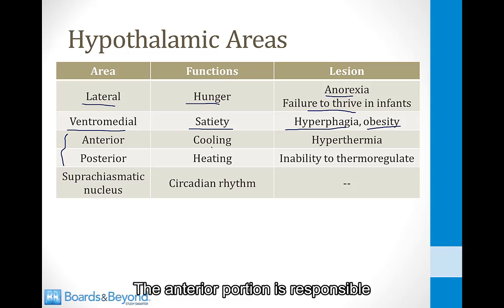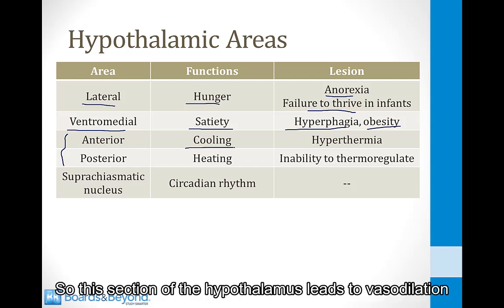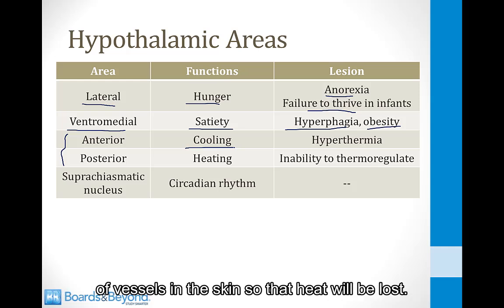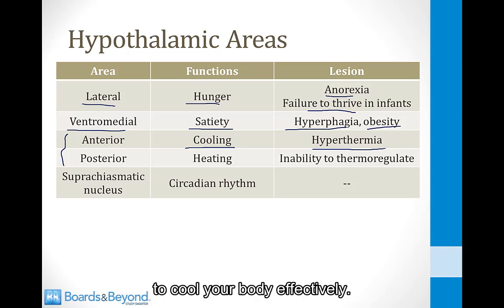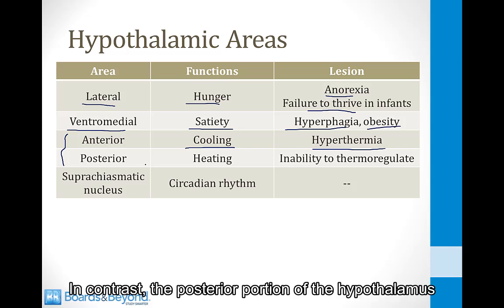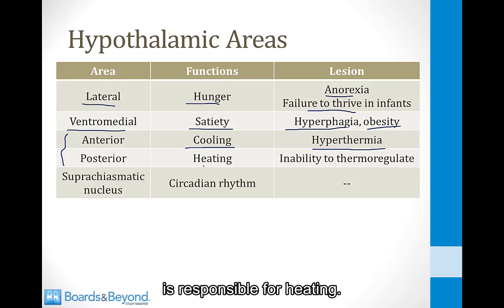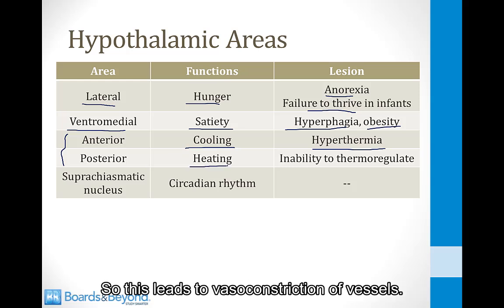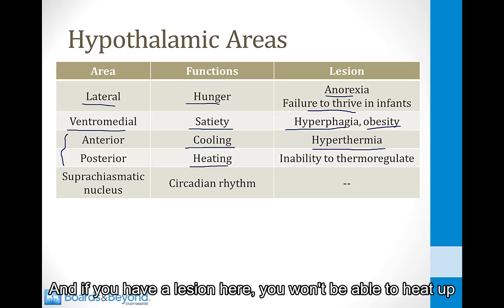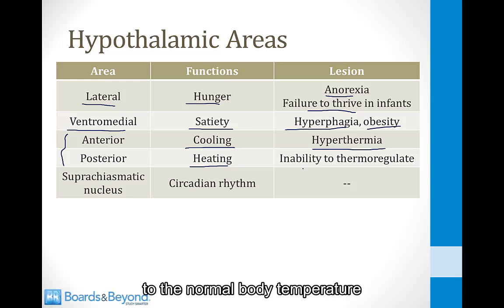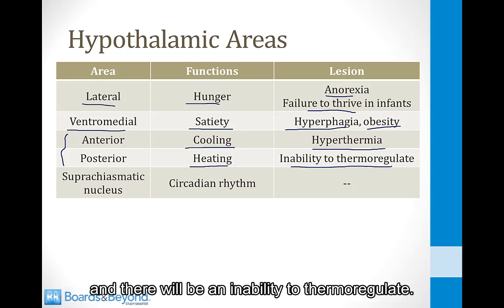The anterior portion is responsible for cooling the body off. So this section of the hypothalamus leads to vasodilation of vessels in the skin so that heat will be lost. And if you have a lesion here, you won't be able to cool your body effectively. In contrast, the posterior portion of the hypothalamus is responsible for heating. So this leads to vasoconstriction of vessels so that heat is retained. And if you have a lesion here, you won't be able to heat up to the normal body temperature, and there will be an inability to thermoregulate.